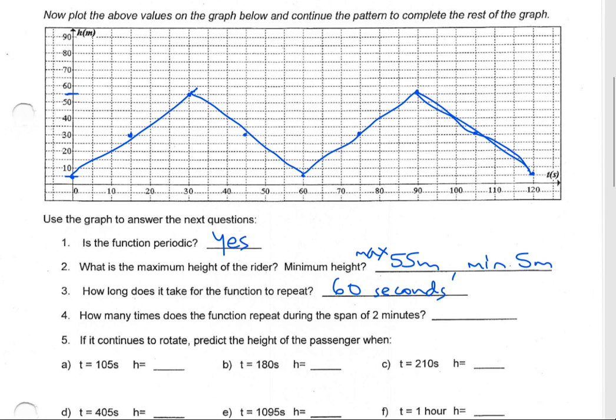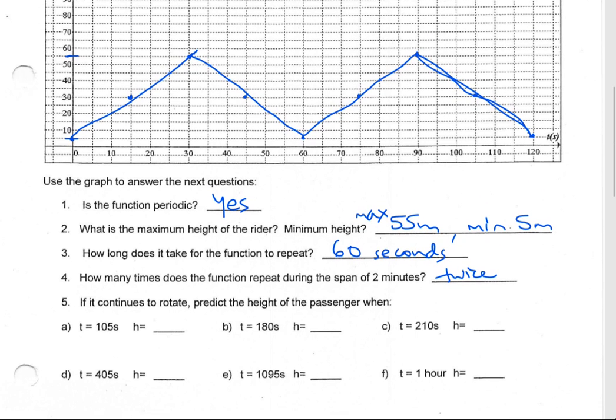How many times does the function repeat during the span of 2 minutes? So you can see that the graph is there twice, the 60 seconds, so twice. If it continues to rotate, predict the height of the passenger when t is 105. So when t is 105 seconds, we can actually read this right off the graph, and we can see that that's 30 meters. Okay, but that's visible already from the graph. But now what if we're being asked for something past the graph? So we have to predict.